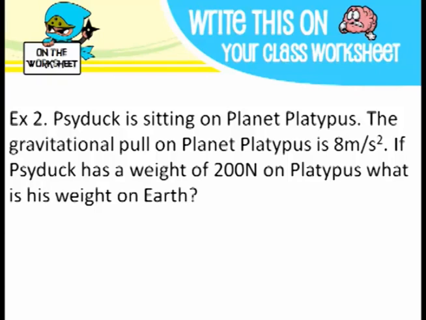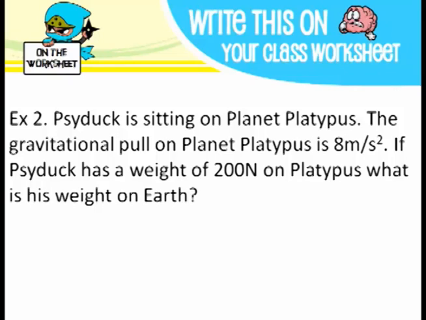Alright, so example number 2, please put a star next to this one. It is really tricky. Psyduck is sitting on planet Platypus. The gravitational pull on planet Platypus is 8 meters per second squared, like we discussed earlier. If Psyduck has a weight of 200 newtons on planet Platypus, what is going to be his weight on Earth?